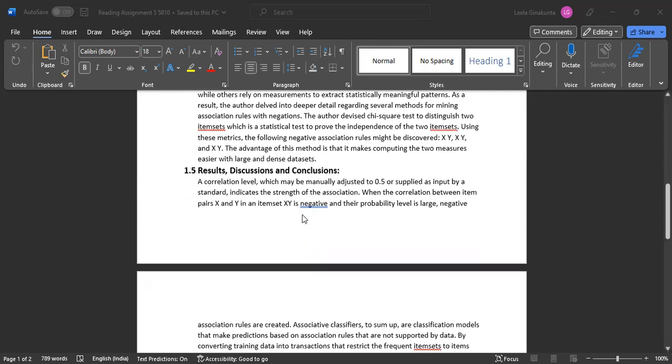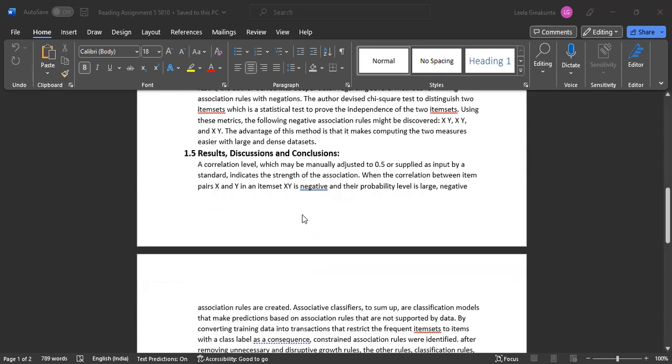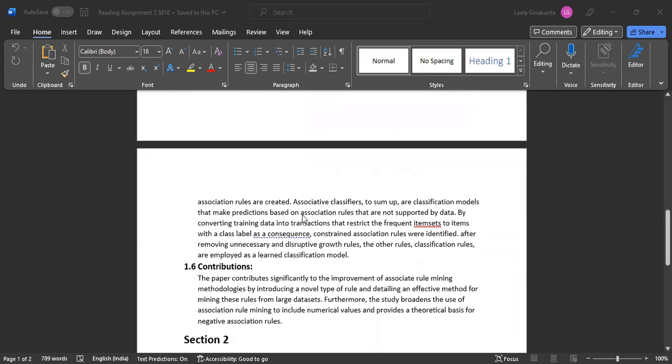Coming to the results, discussions, and conclusion, a correlation level, which may be manually adjusted to 0.5 or supplied as input by a standard, indicates the strength of the association. When the correlation between item pairs X and Y in an item set XY is negative and the probability level is large, negative association rules are created.